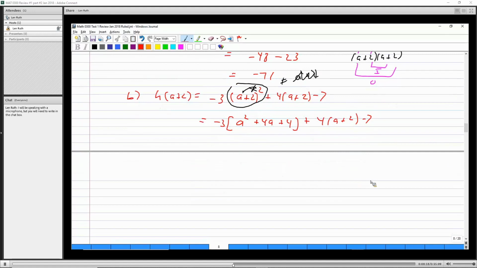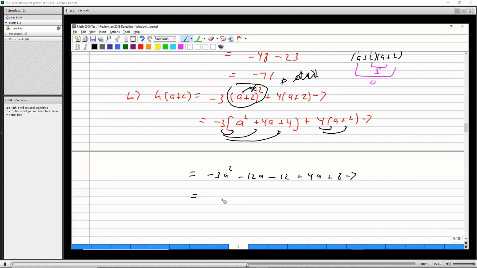because we have some parentheses around. So I'm going to take the negative 3, separately multiply by each of those terms, and take the 4, separately multiply. Minus 3 times a squared is minus 3a squared. Minus 3 times 4a is minus 12a. Minus 3 times 4 is minus 12. 4 times a is 4a. 4 times 2 is 8. Then you still have the minus 7.